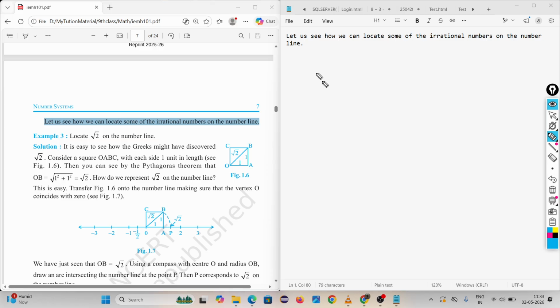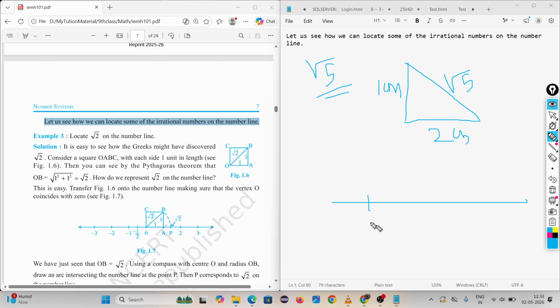Suppose for root 5, because root 4 is not irrational, it is a rational number. Think you have a right angle triangle in which the perpendicular is always 1 centimeter, the hypotenuse is root 5, and the base will be 2. This time don't worry because it is a whole number. Take this much as your point A, then take OP as the radius and cut one arc. Now you can represent any irrational number on the number line.